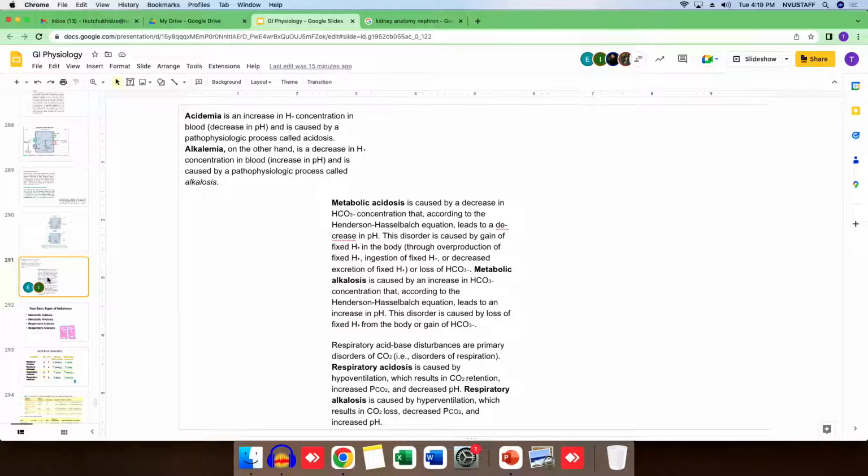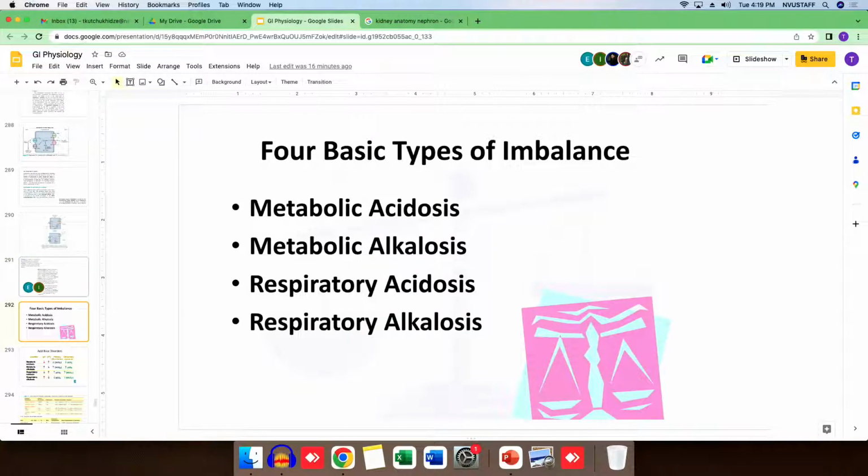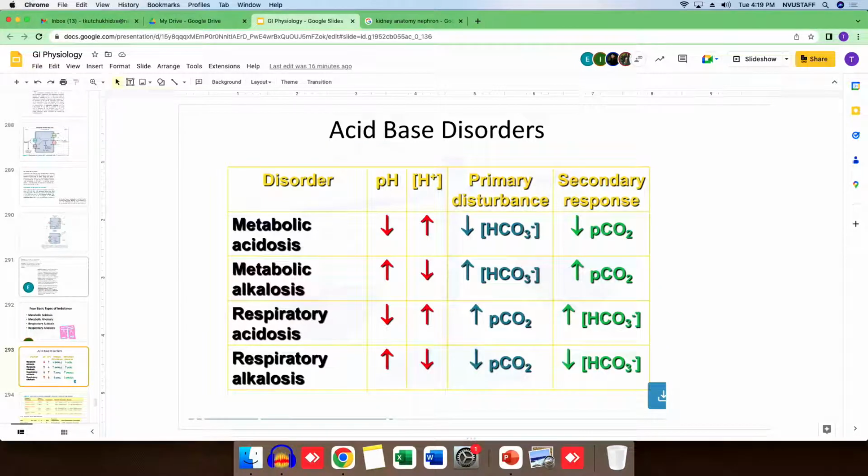No. And we're having compensatory mechanisms, right? How we can resolve this problem. Whenever we're having metabolic disturbance, we're having respiratory compensation. And vice versa, when we're having the respiratory disturbance, we're having some kind of metabolic compensation. So these are metabolic acidosis, metabolic alkalosis, respiratory acidosis, and respiratory alkalosis. So this is exactly what we mean here. Whenever we're having metabolic acidosis, low pH, high proton concentration, primary disturbance is low bicarbonate, and after some time we're having the decrease in PCO2.